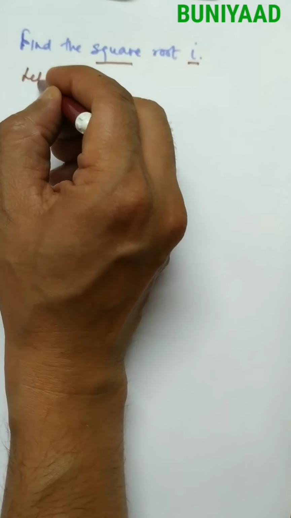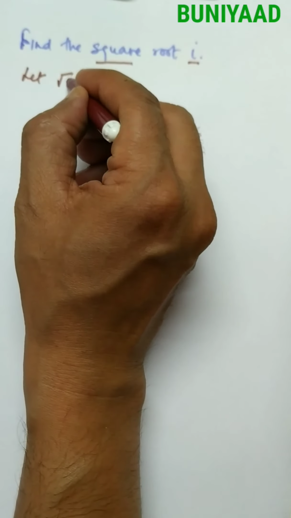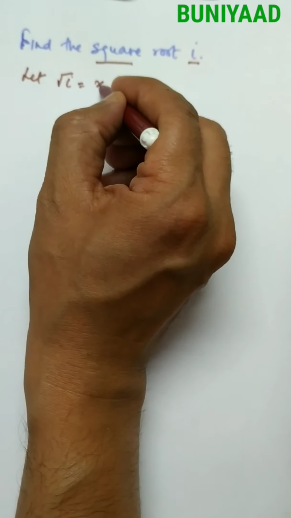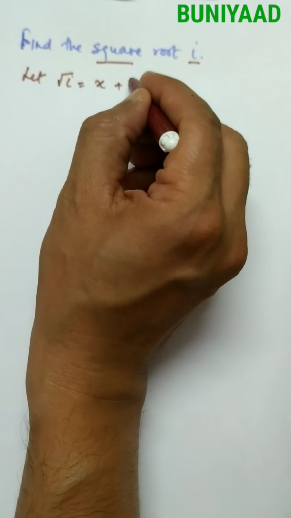So let the root of iota, which you have to find, we considered it x + iy.